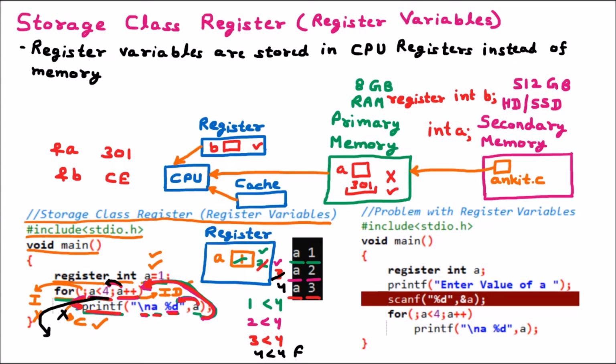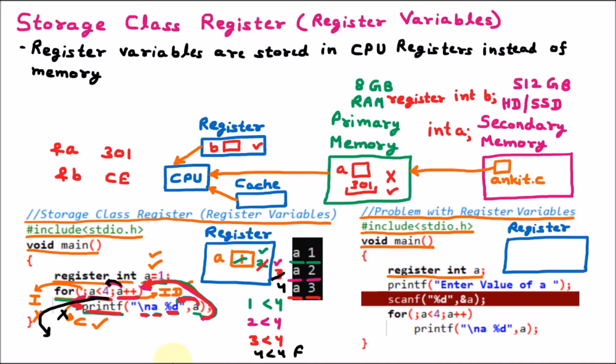Here we have given a comment: problem with storage class register or the register variable. Again we include the header file #include <stdio.h>, which is for printf and scanf functions. Then void main. This is the same program as the previous one. Everything is the same. Here we say register int a, which means inside the register of the CPU we have declared one variable, a.